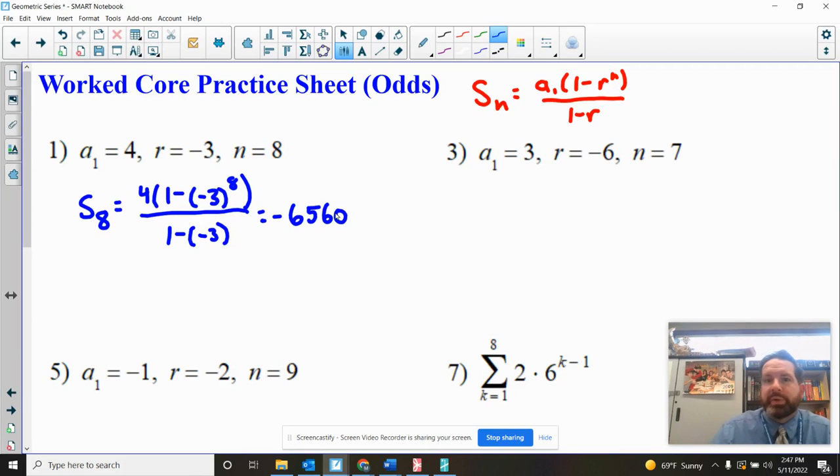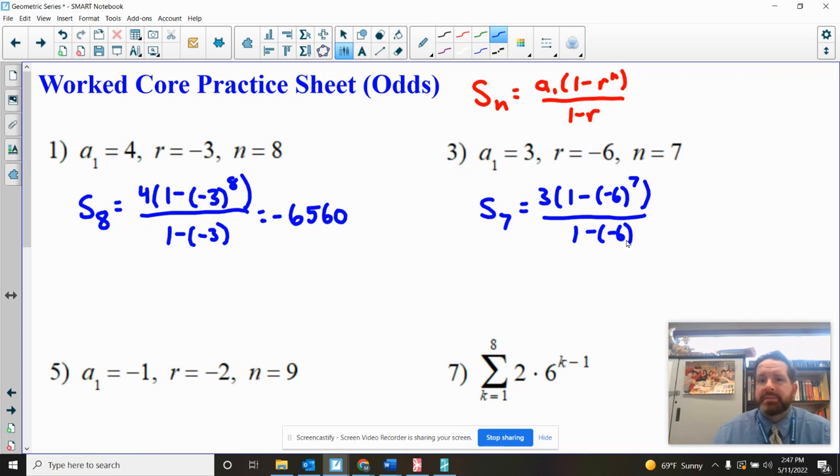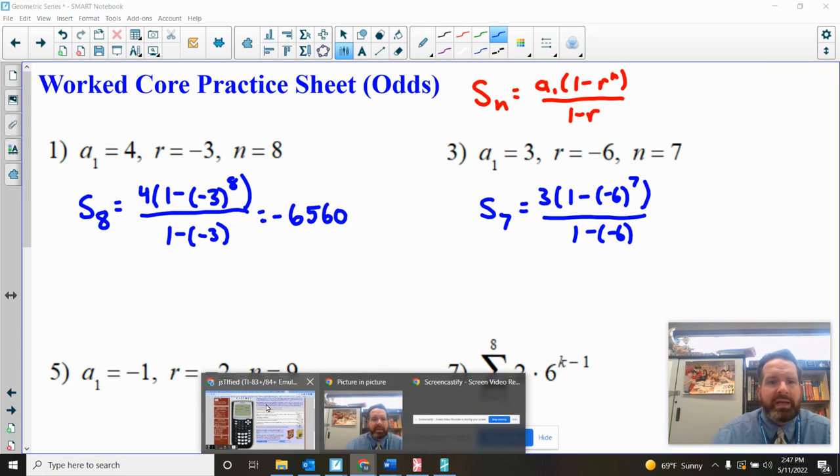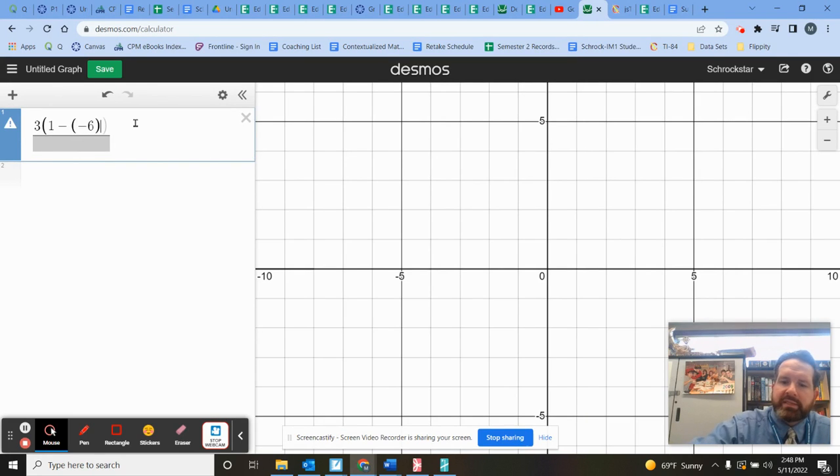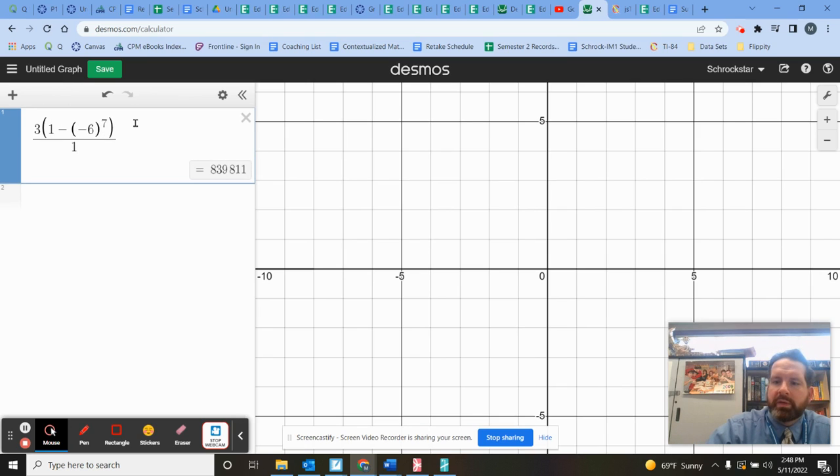Let's go again. The sum of the first 7 terms of the geometric sequence that starts with 3 and has a common ratio of negative 6 over 1 minus negative 6. All right, let's pop that in here. I think I'll use Desmos this time for some variety. So we're going to have 3 and then 1 minus negative 6 to the power of 7, and that's over 1 minus negative 6. You can, of course, convert that to plus 6 in your head.